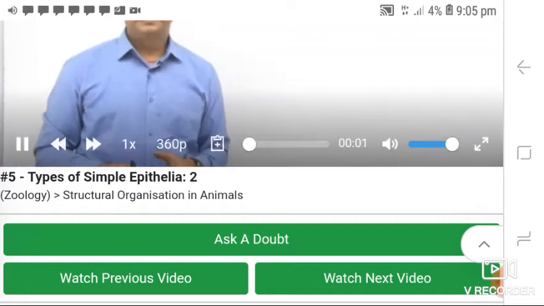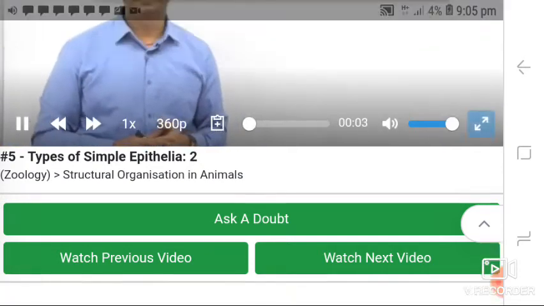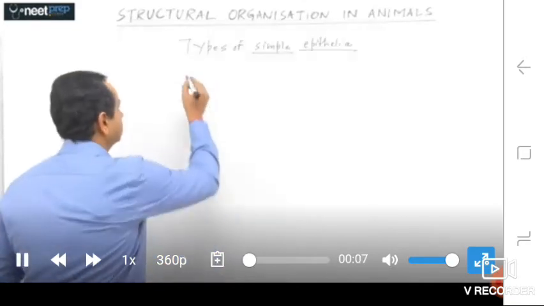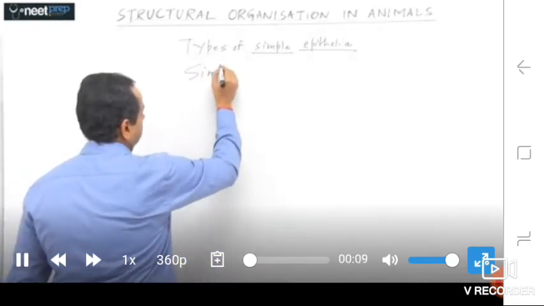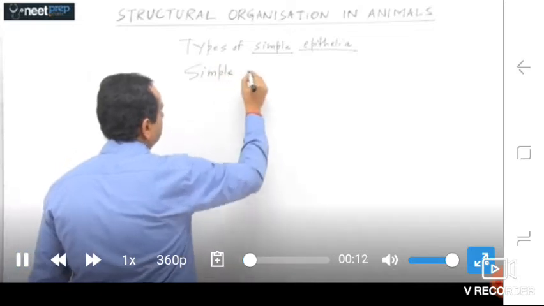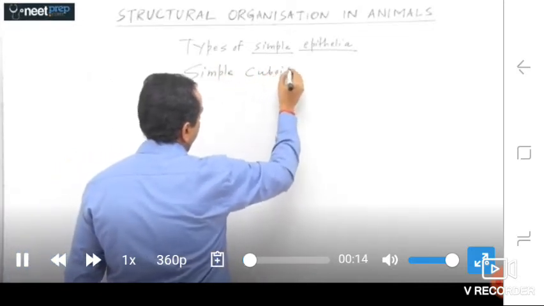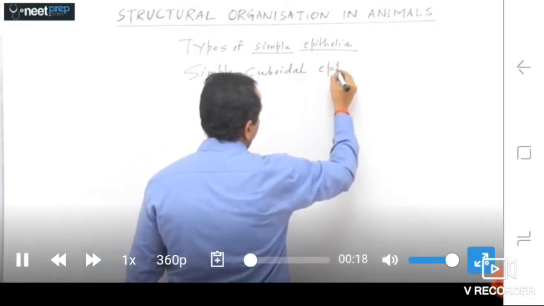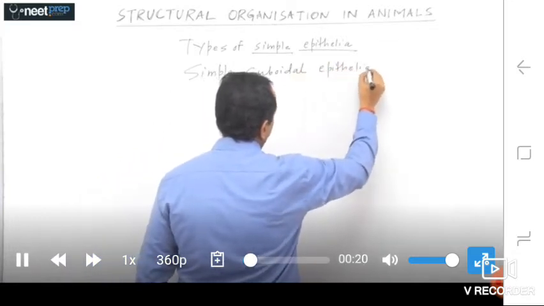Now see the second type of simple epithelia, and that is called simple cuboidal epithelia.